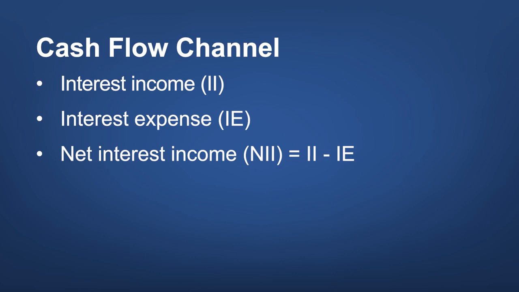Suppose that interest rates go up. Interest income will increase. Interest expense will also increase. What about profits? That's the difference between income and expenses. The overall impact is unclear and it depends on the bank.